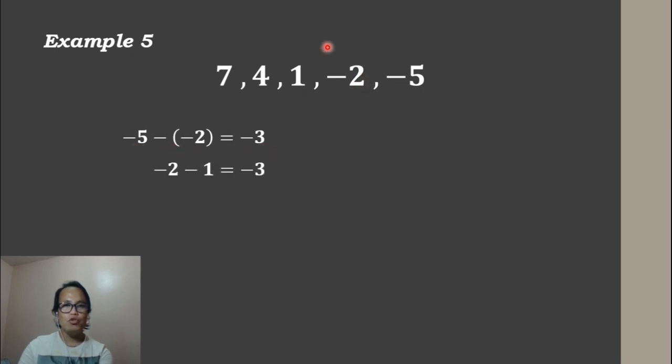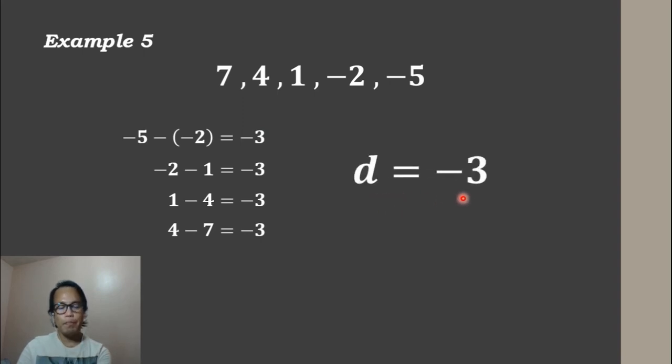And negative 2 minus 1 is negative 3. 1 minus 4 is still negative 3. And 4 minus 7 is negative 3. So therefore, our constant number is negative 3. Therefore, our common difference is negative 3.